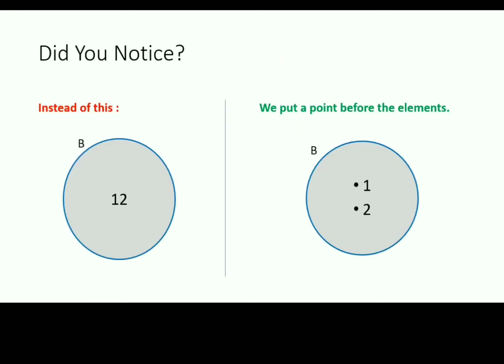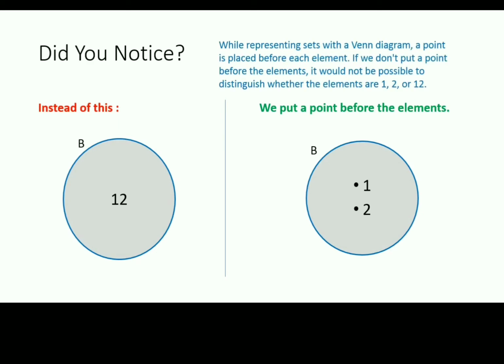Did you notice the point before the elements in the Venn diagram? What could be the reason for this? Please analyze set B. While representing sets with a Venn diagram, we put a point before each element. If we don't put a point before the elements, it would not be possible to distinguish whether the element is 1, 2, or 12.